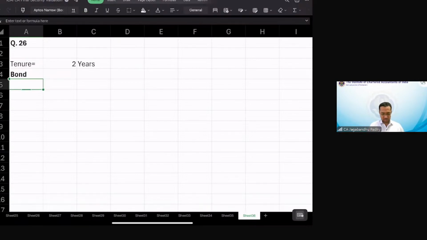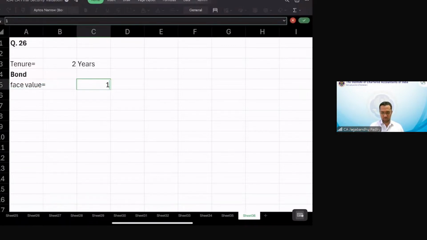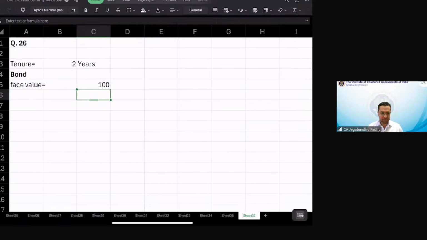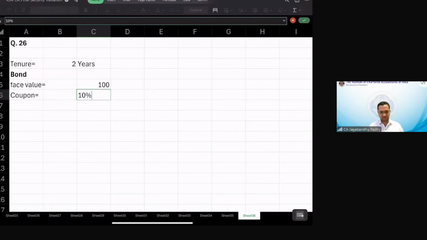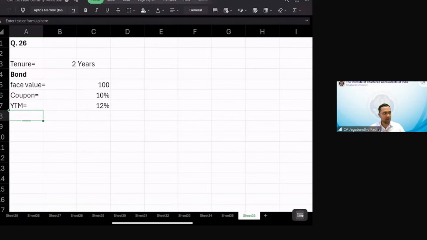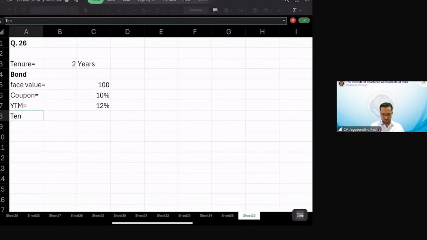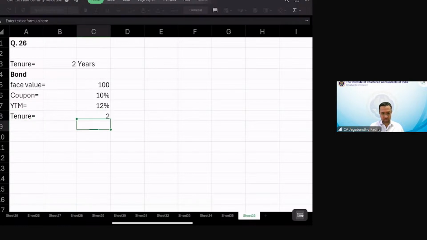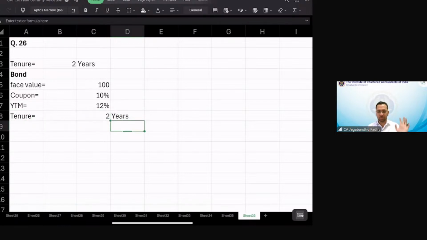Okay. Now, if we have a bond, let's say, with a face value of 100, and let's say coupon is, suppose for example, 10%. Current YTM is suppose 12%, right? And let's assume the tenure of the bond is 2 years. So tenure of the bond is also, let's say, same as our requirement, which is 2 years.